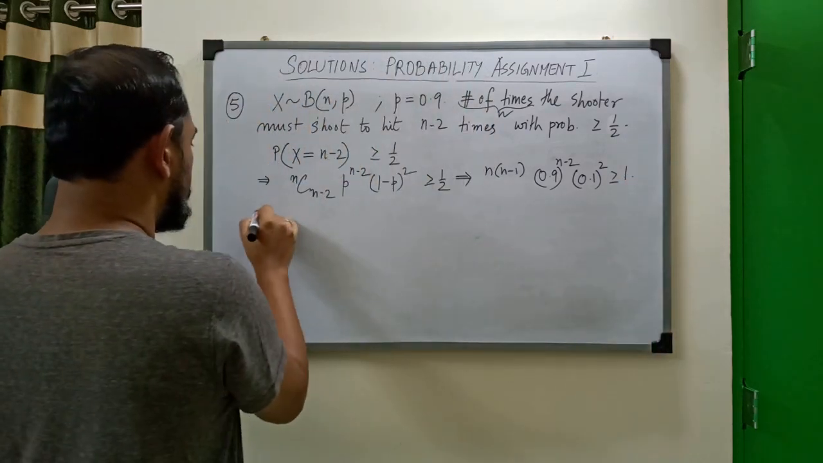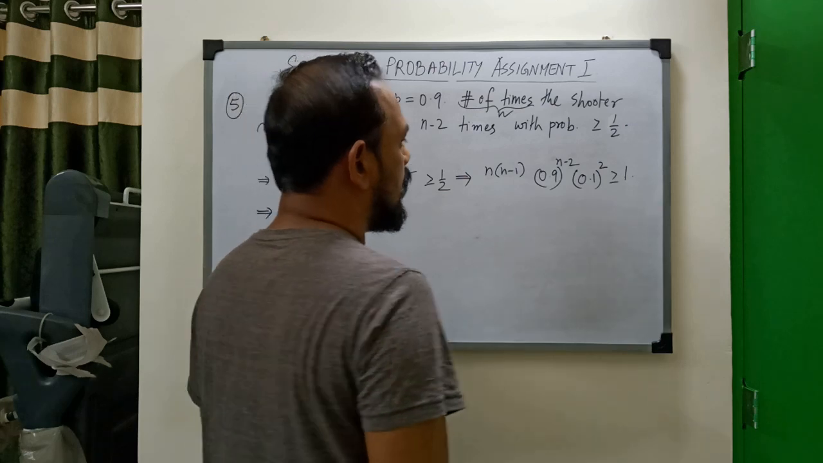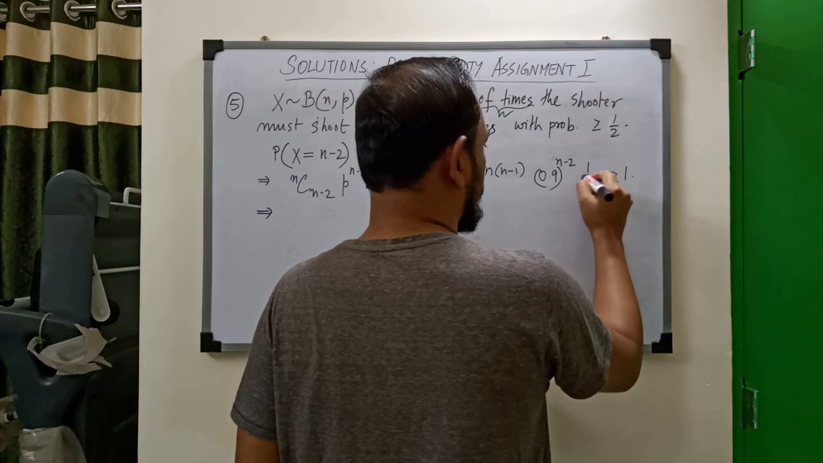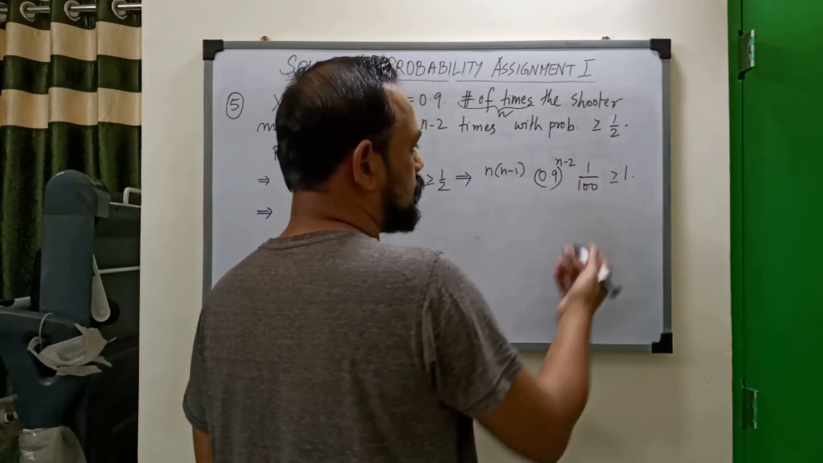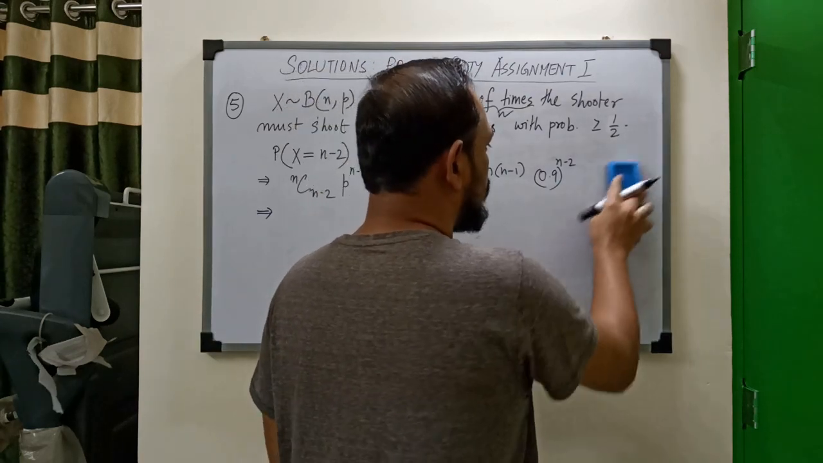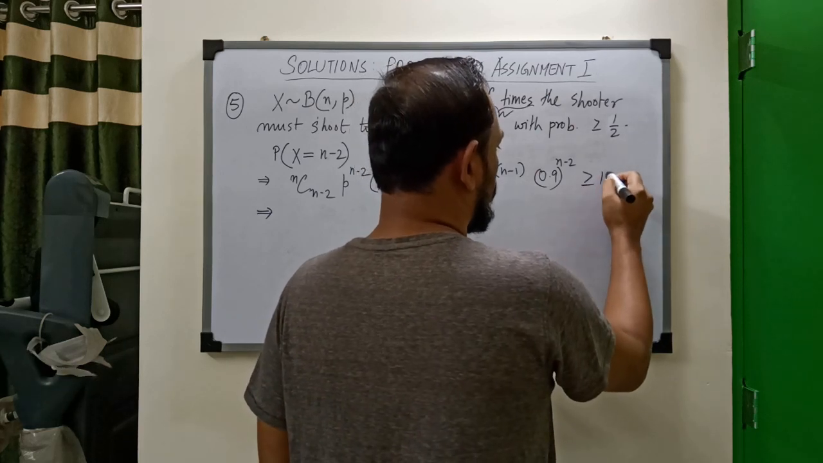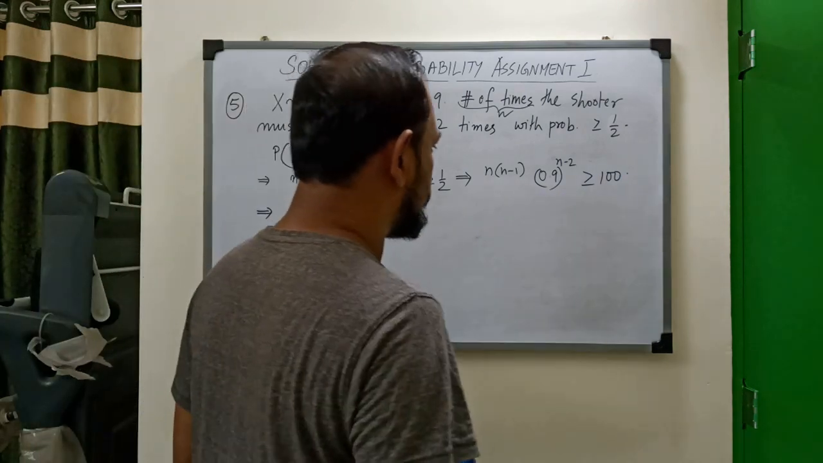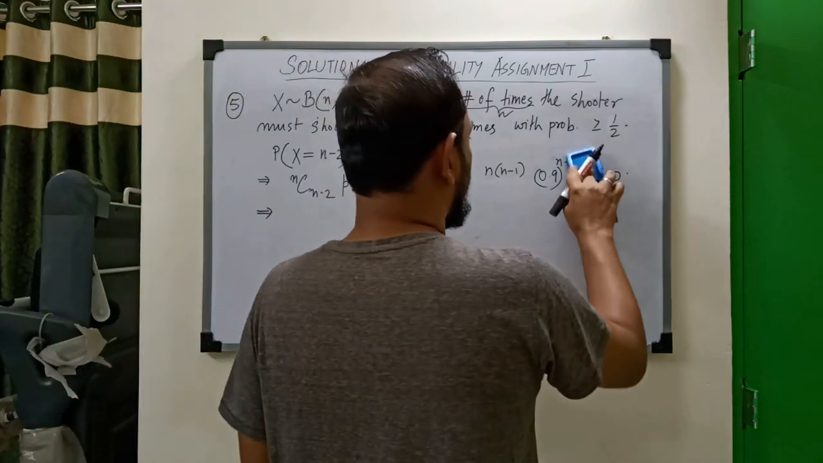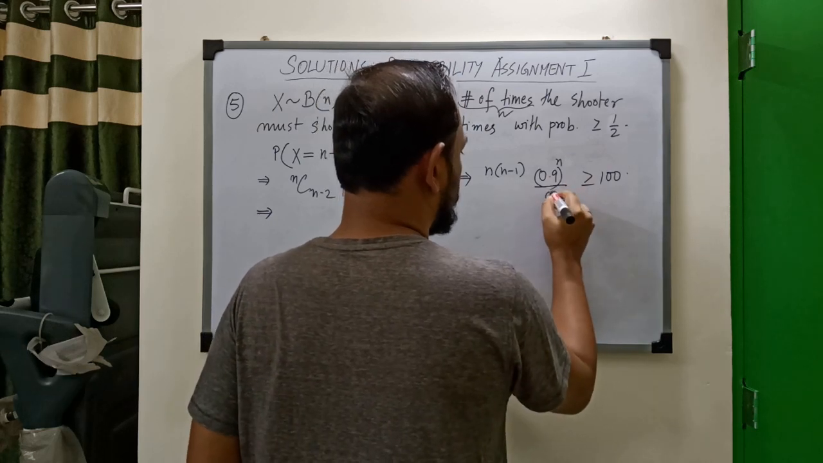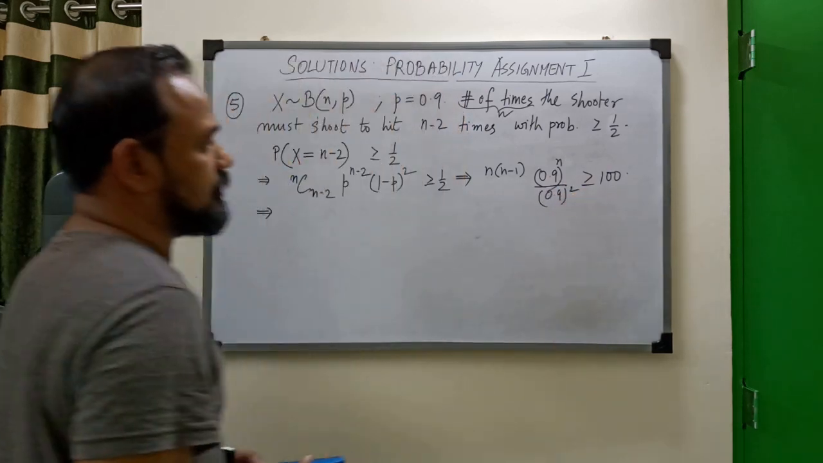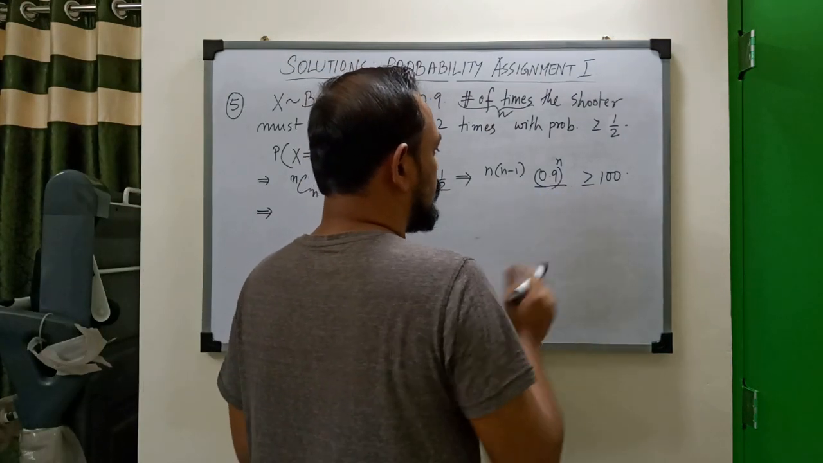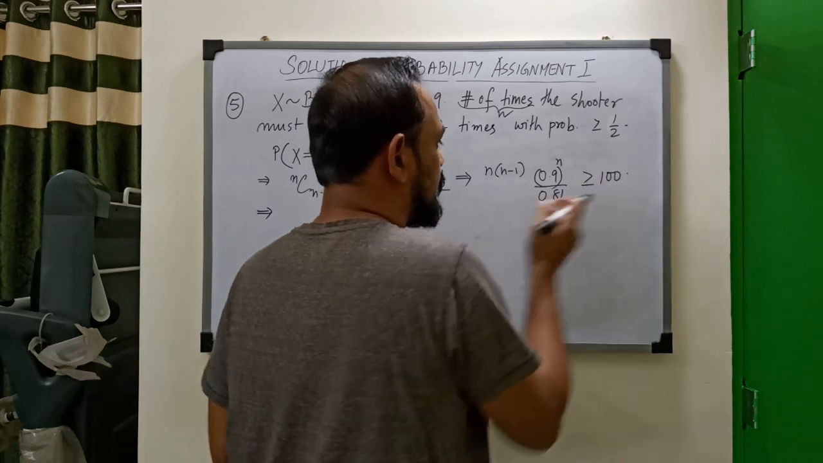Okay, a bit of a calculation. I can write 0.1 squared as 1 over 100. I can transfer that 100 to that side. So really this is greater than or equal to 100. I can in fact get rid of an 81 on this side, so this will be divided by 0.9 squared. Okay, 0.9 squared is 0.81. I can multiply that onto that side.